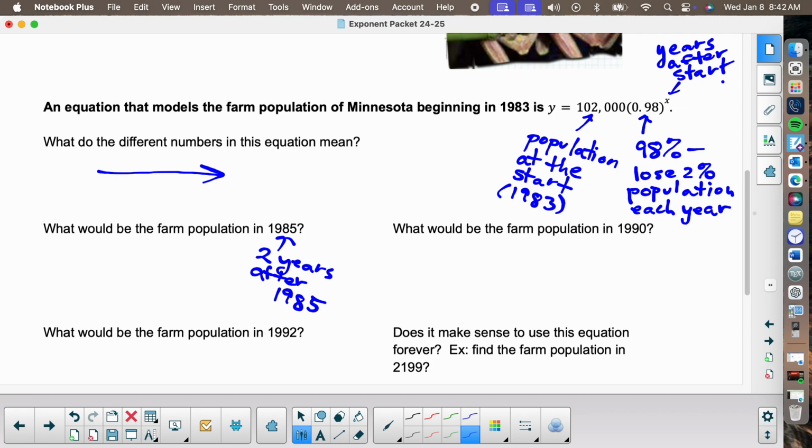So we would type in 102,000 times 0.98 to the 2. And then that would tell you how many people are on all the farms in 1985. Tegan, one more person. 25.